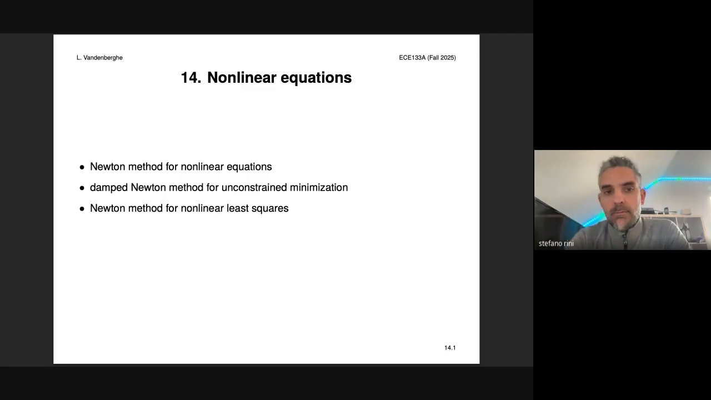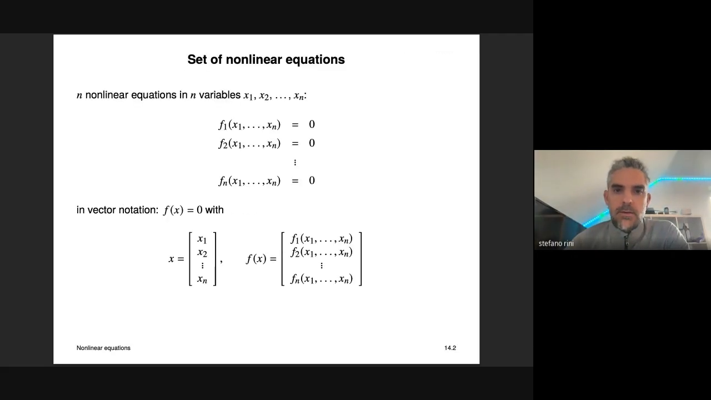Now we see the Newton method for the nonlinear equation, damped Newton method, and Newton method for least squares. So we saw before the nonlinear least squares, and we said that we have this set of nonlinear equations. Now what we want to do is apply this to the solution of nonlinear equations. Okay. So the problems are very much related, right? Because if your sum of squares is equal to 0, then it means that all of the equations are equal to 0.